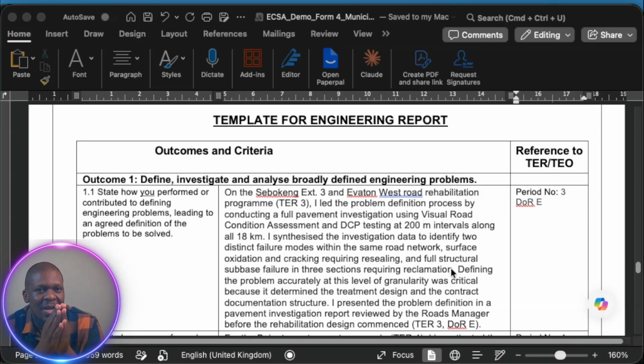Remember, technician focuses on well-defined engineering problem. Technologists focus on broadly defined engineering problem. And then engineers focus on complex engineering problem. All these are defined or explained in the policy. What is a complex problem? What is a well-defined problem? What is a broadly defined problem? We are not going to explain it in this session.